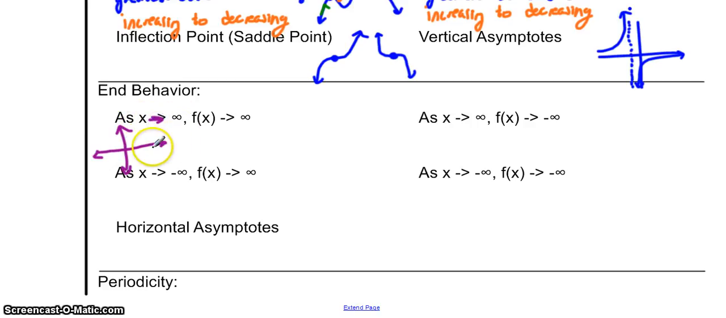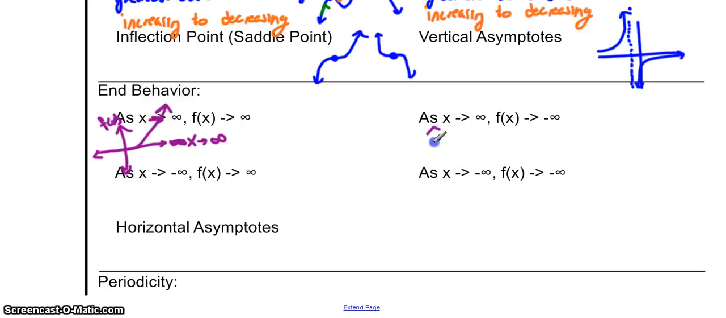What does that mean? As x goes to infinity, well, as you're going towards infinity on the x-axis, what's happening to the graph? Is it going up? Is it going down? If f of x, that's kind of this axis, is going to infinity, that means my graph is going up and is continuing to increase towards infinity.